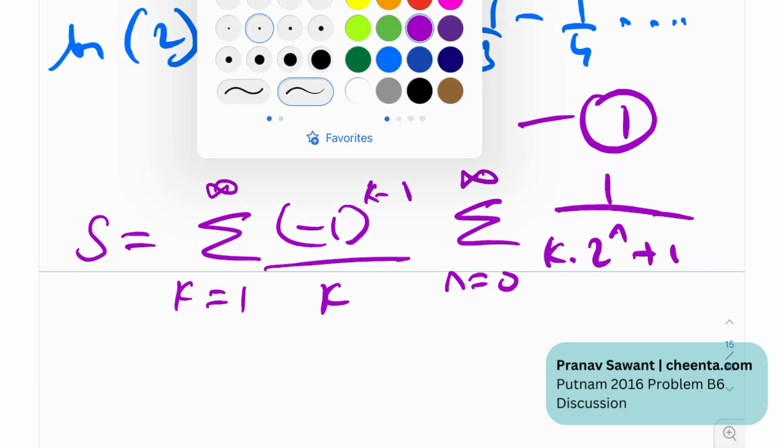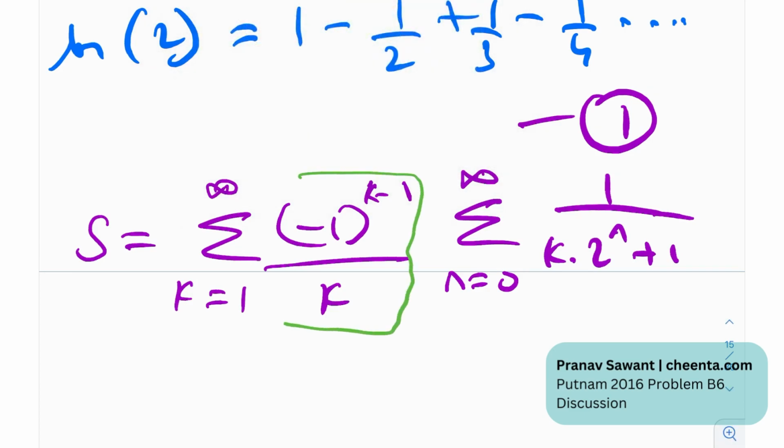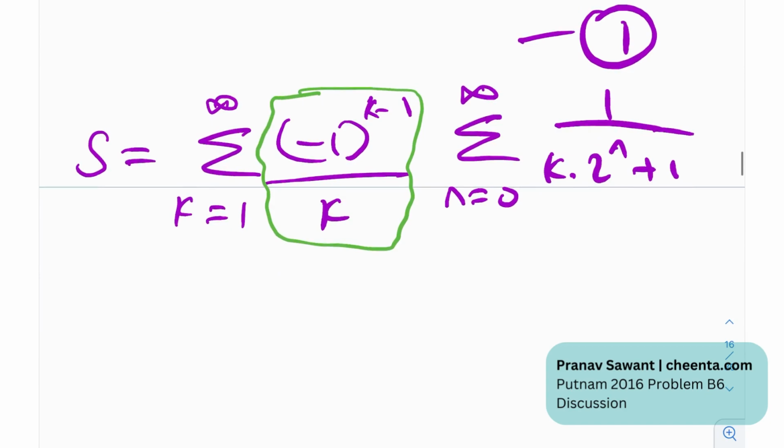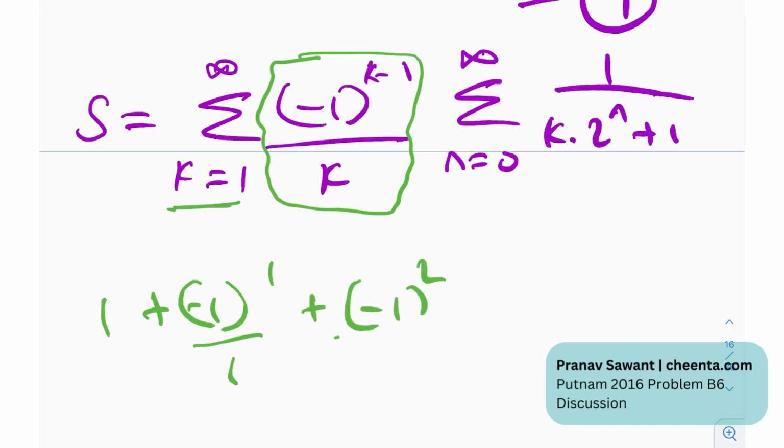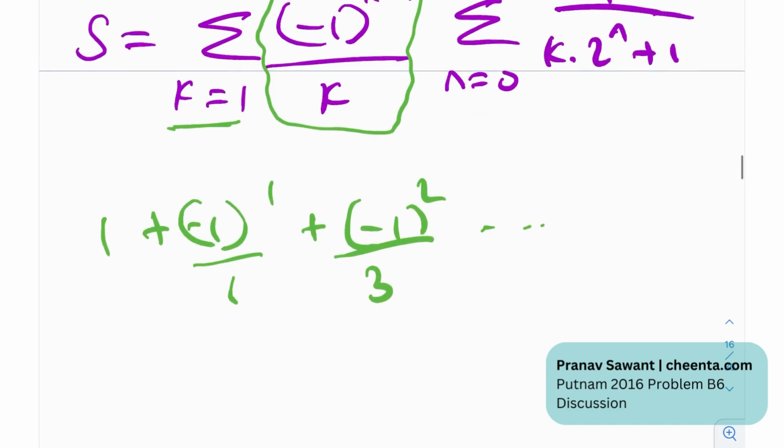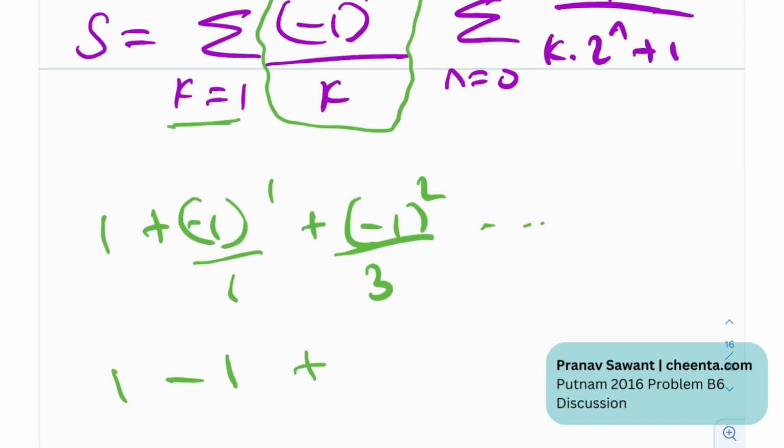Now, believe it or not, this entire thing written over here is actually nothing but ln 2. Once I figure out this summation and plug it in, what will I get? Plug in k equals 1, you will get (-1)^0, which is obviously 1. Plug in k equals 2, you will get (-1)^1 divided by 2. Plug in k equals 3, you will get (-1)^2 divided by 3, and so on. So this is nothing but 1 minus 1 by 2 plus 1 by 3 minus 1 by 4, and so on and so forth.